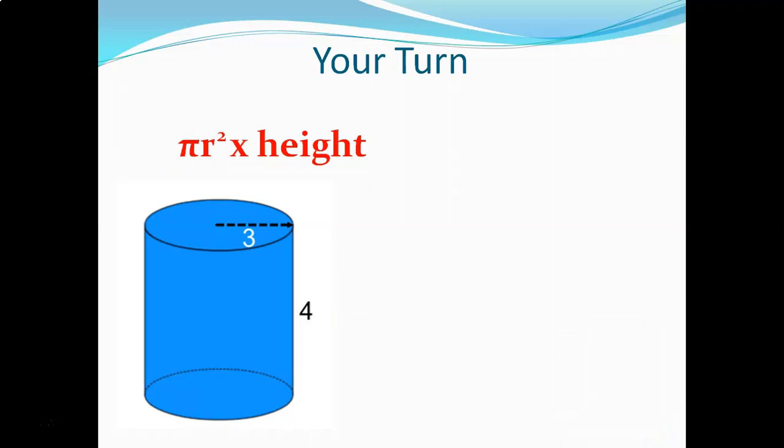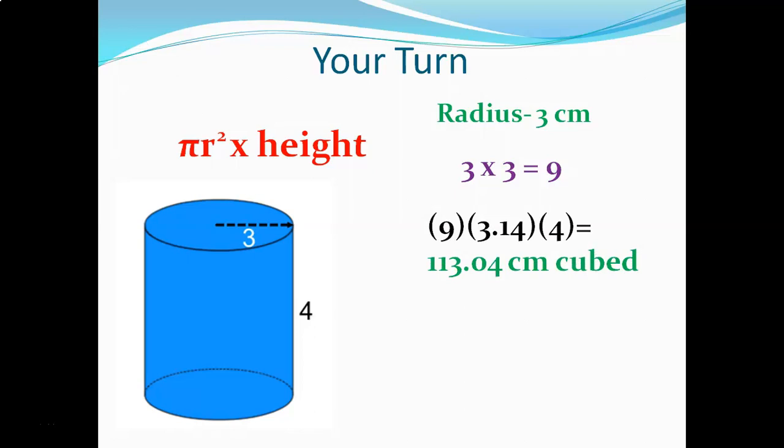All right, let's see how you did. So once again, the formula is pi times radius squared times height, aka area of circle times height. So let's go through it. The radius was 3. We square it. 3 by 3 is 9. So we need to multiply 9 times pi times height of cylinder. And that's what we did. And you should get about 113.04 centimeters cubed. So once again, how do you find the volume of a cylinder? Radius squared times pi times height of cylinder.